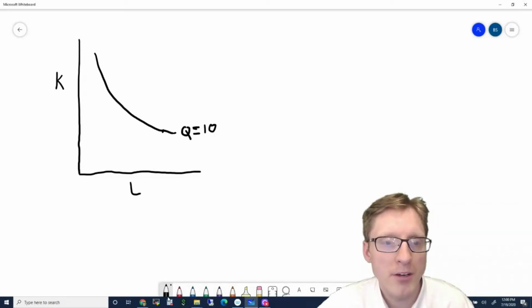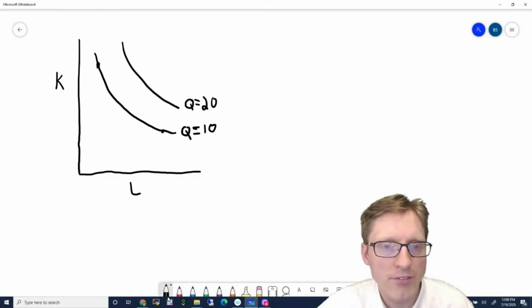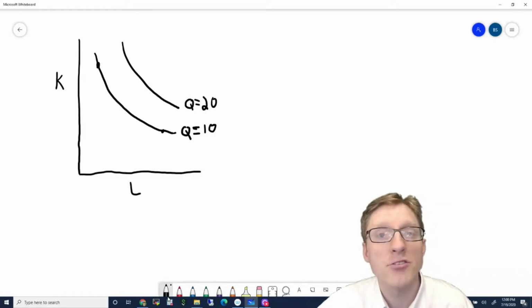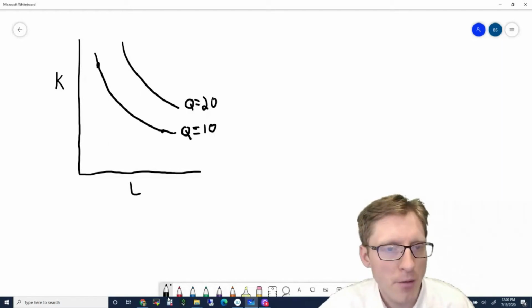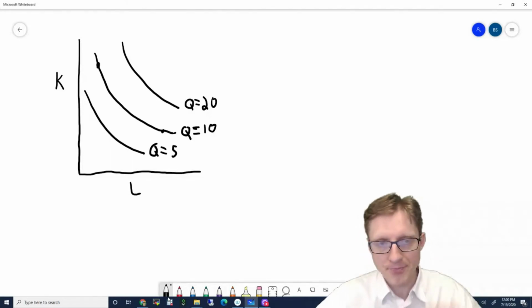And that implies that a relatively high amount of labor and a small amount of capital could yield these 10 units, or a relatively high amount of capital and a small amount of labor. Okay, and then there might be other isoquants on this graph that correspond to higher or lower levels of output. And we'll assume that isoquants that are further up and to the right correspond to higher levels of output, and isoquants that are further towards the origin correspond to lower levels of output.